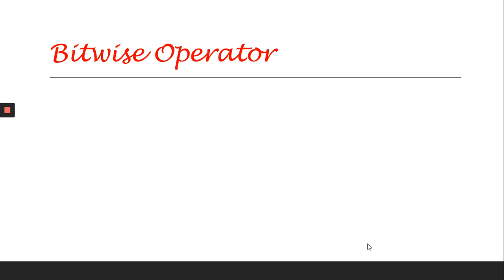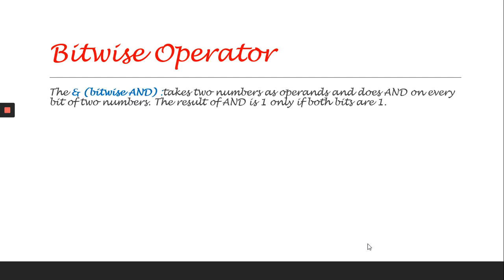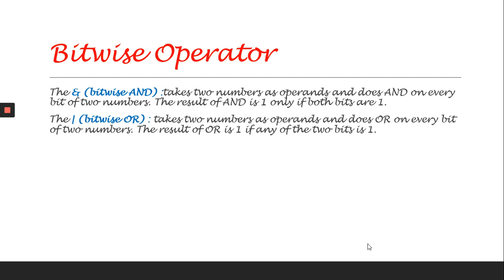They are not very commonly used, but you need to understand that C++ has a facility for operations at the bit level also. First of all, let us see bitwise AND, which takes two numbers as operands and does an AND operation. The result of AND will be 1 only if both the bits are 1. Then we have bitwise OR. The result of OR is 1 if any one of the bits is 1.